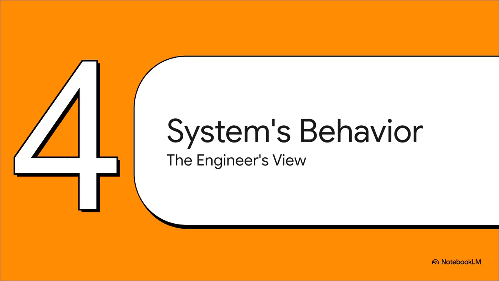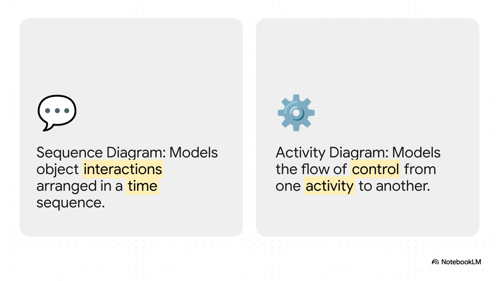So, we have the user goals and we have the system's static structure. But software isn't static, is it? It's dynamic. It does stuff. So how do all these parts actually work together, moment by moment, to get a task done? To model this dynamic behavior, UML gives us 2 really powerful tools. You've got sequence diagrams, which show us how objects talk to each other over time. And then you have activity diagrams, which show us the overall step-by-step workflow. Let's take a quick look at each one.